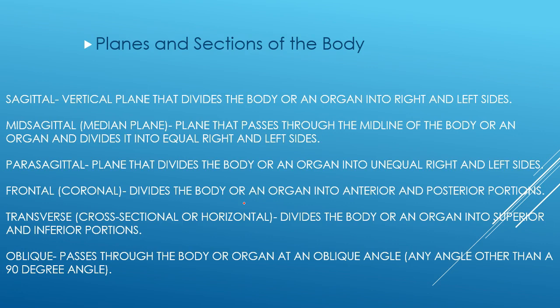All right, planes of the body. There are three specific ones that I want to pick out here: sagittal, frontal, and transverse. Sagittal is a vertical plane that divides the body into right and left sides, or the organ into right and left sides. Frontal or coronal will divide the body into anterior and posterior portions. And then transverse is going to divide the body or an organ into superior and inferior portions.